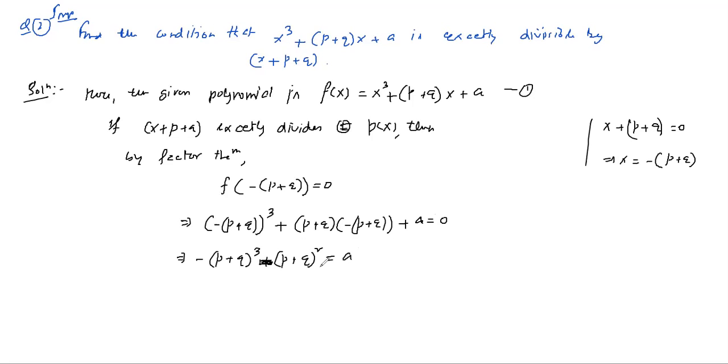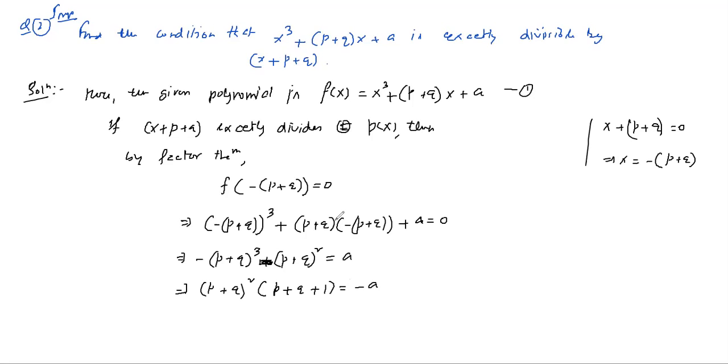This is here, right? So what simplification can you do? You can take (p plus q) square common, then here it will be p plus q, and then this 1 is equal to this. Minus is taken here, on this side, minus is taken on the right side. So find a condition that this is exactly divisible by this.